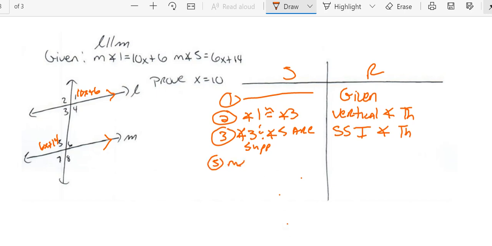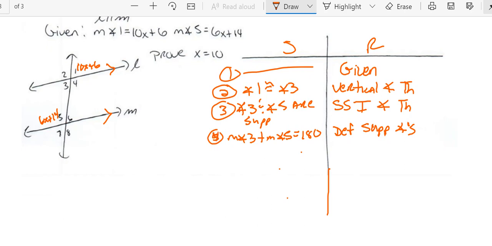Step 5 will be the measure of angle 3 plus the measure of angle 5 equals 180. Definition of supplementary angles. Oh, that's step 4. Step 5, again, and now we can plug in. So instead of angle 3, we can replace it with angle 1. So it's going to be the measure of angle 1 plus the measure of angle 5 equals 180. Substitution. So we're taking the angle 1 and putting it in for where we had angle 3.